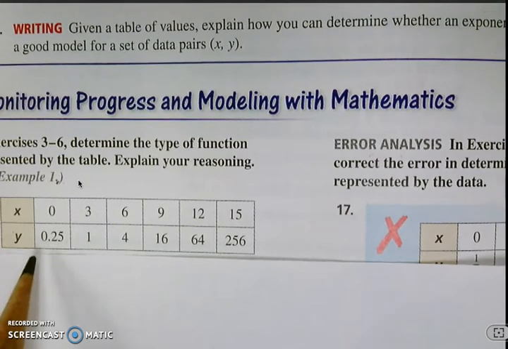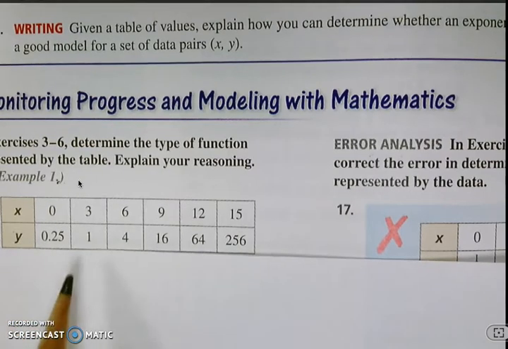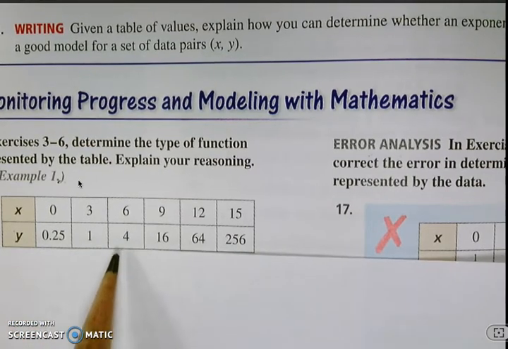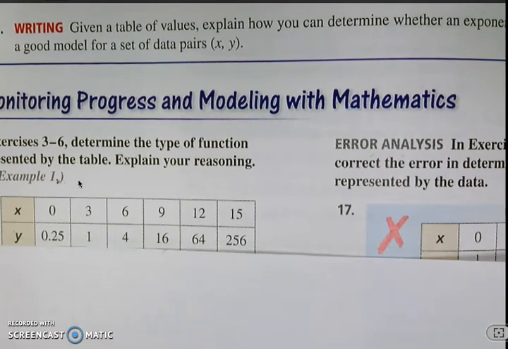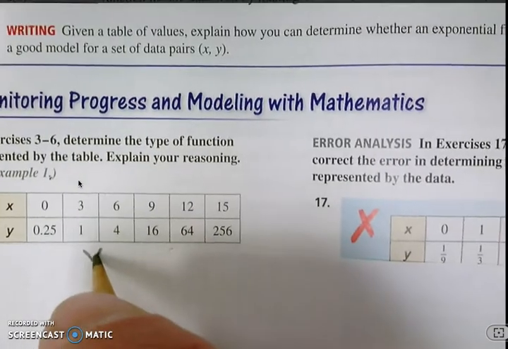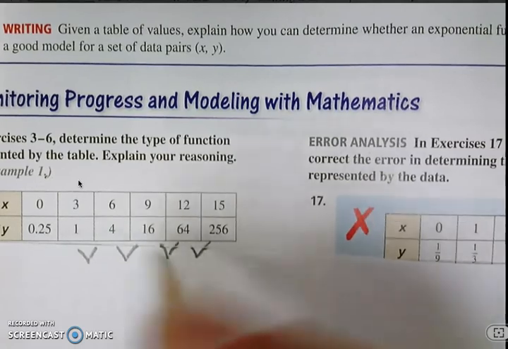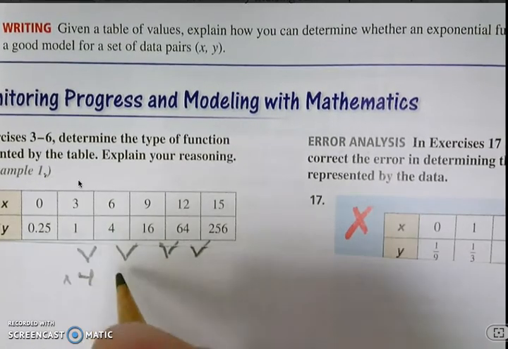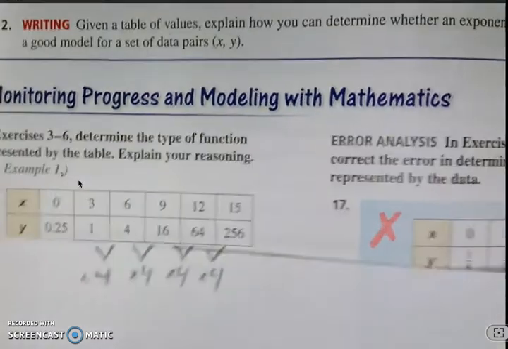Now, if you start with a decimal, that's not clear. Most people don't think in terms of decimals, so ignore that. Start from 1 to 4. We added 3, but then from 4 to 16, we added 12. So it's clearly not adding one, but the other thing we want to check for is, is it maybe multiplying? And it's times 4, and then times 4, and then times 4, then times 4.